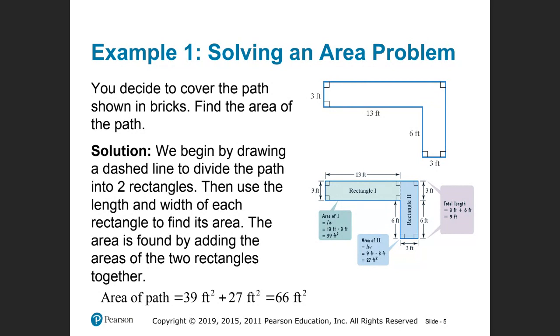So you know that the green rectangle is 13 feet by 3 feet. You know that the blue rectangle is 6 feet plus the 3 feet, so it's actually 9 feet by 3 feet. Multiplying these out, you get 39 square feet plus 27 square feet, which is a total of 66 square feet.